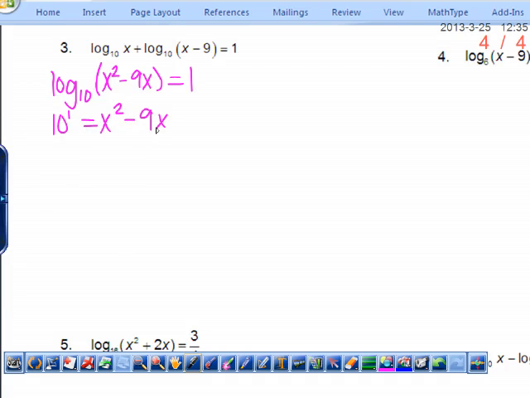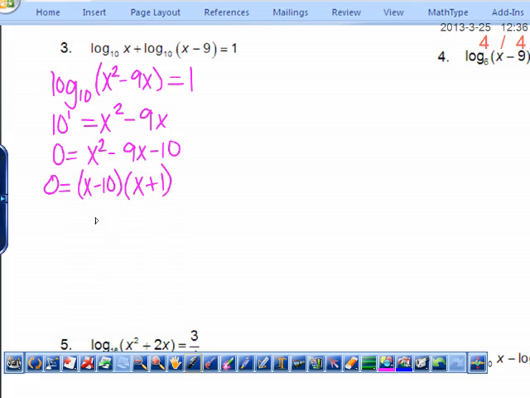What kind of equation are we left with? Quadratic. In order to solve quadratics, we must get our equation set equal to 0. So this is going to be 0 equals x squared minus 9x minus 10. How do we like to solve quadratics? Factor. What does this factor into? Okay. X minus 10, x plus 1.